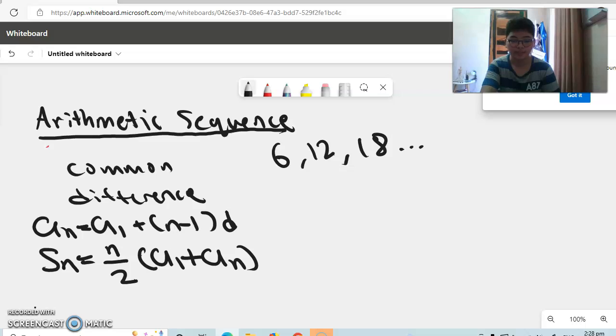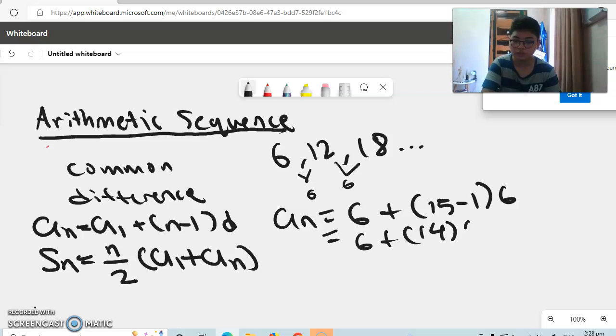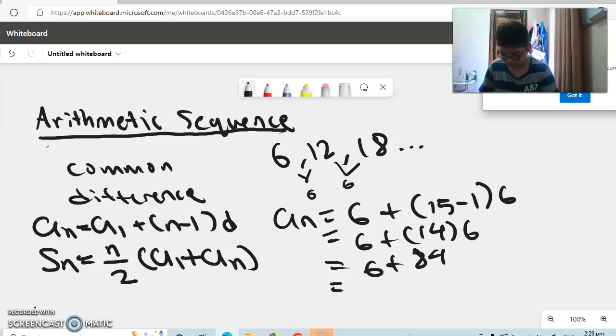The common difference here is 6, and then a sub n equals a sub 1, which is 6, plus n, which is 15, minus 1, then d is 6. So 14 times 6 is 84. Plus 6, and the answer here is 90. Now we got our a sub n.